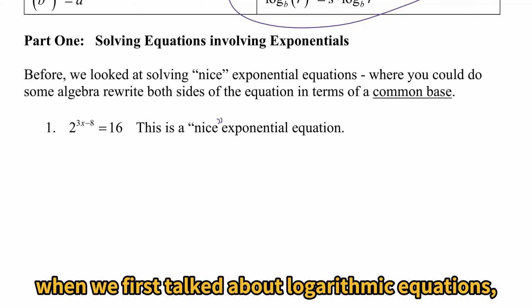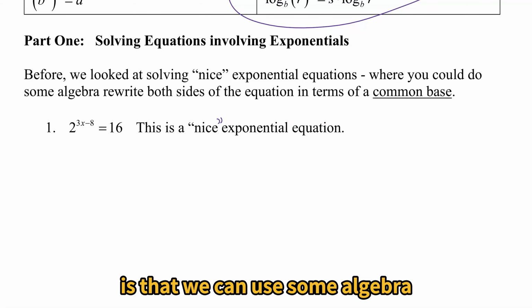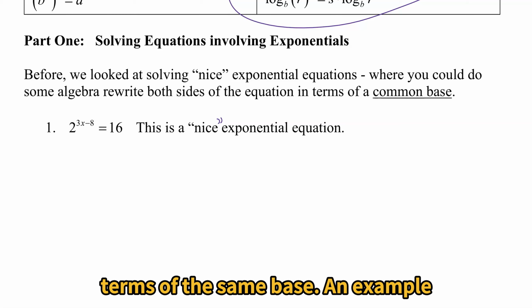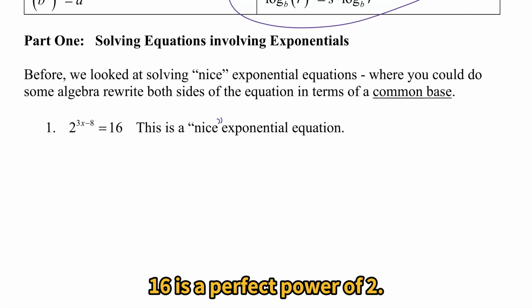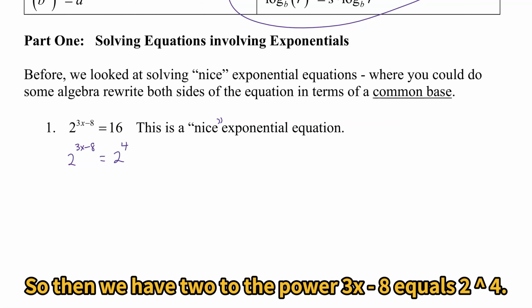When we first talked about logarithmic equations, we looked at exponential equations that were nice. And what I mean by nice is that we can use some algebra to rewrite both sides of the equation in terms of the same base. An example we have here is 2 to the power 3x minus 8 equals 16. 16 is a perfect power of 2. We can rewrite 16 as 2 to the 4th power. So then we have 2 to the power 3x minus 8 equals 2 to the power 4.